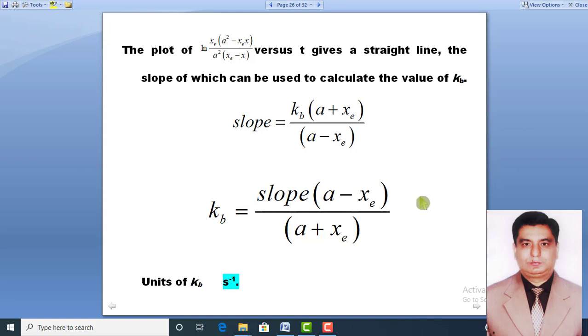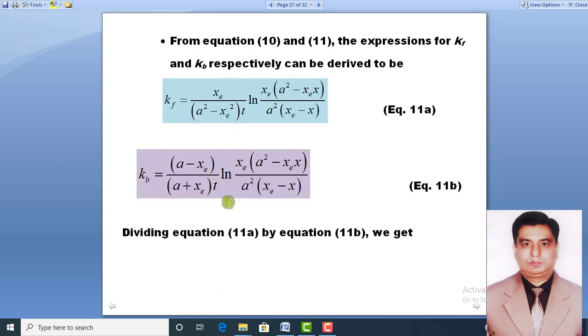Dear students, this slope value will be obtained by using the graph. So if we have the value of slope from the graph, it will be multiplied with a minus xc and divided by a plus xc. We can get the value of kb, and the unit of kb will be per second. Dear students, now we have two different values. From equation 11a, we have the kf value. From equation 11b, we have the kb value. So we will divide equation 11a with 11b.